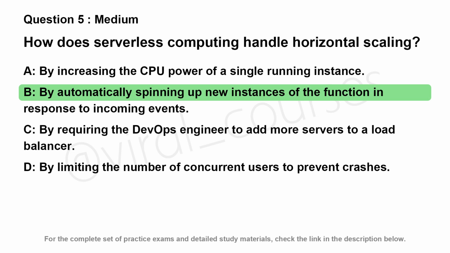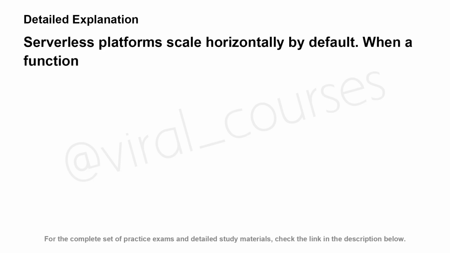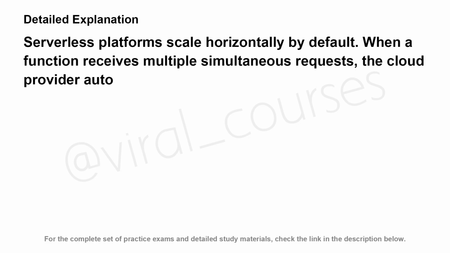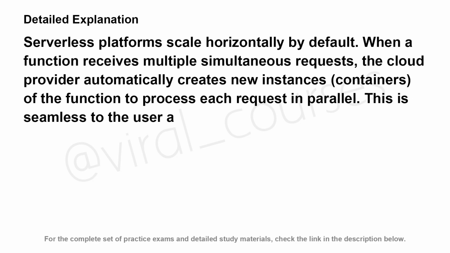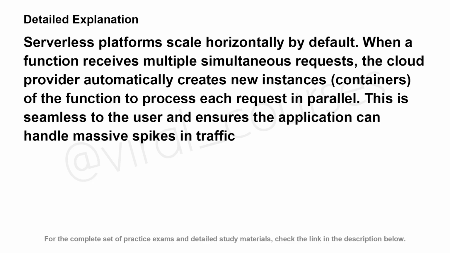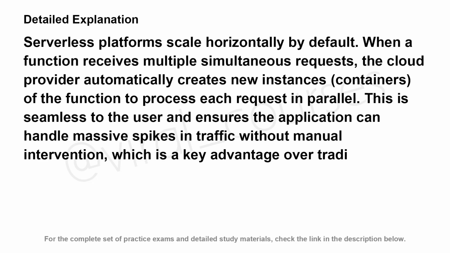The correct answer is B. Serverless platforms scale horizontally by default. When a function receives multiple simultaneous requests, the cloud provider automatically creates new instances (containers) of the function to process each request in parallel. This is seamless to the user and ensures the application can handle massive spikes in traffic without manual intervention, which is a key advantage over traditional VM-based scaling.